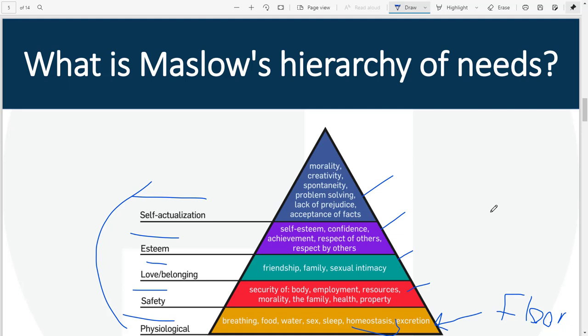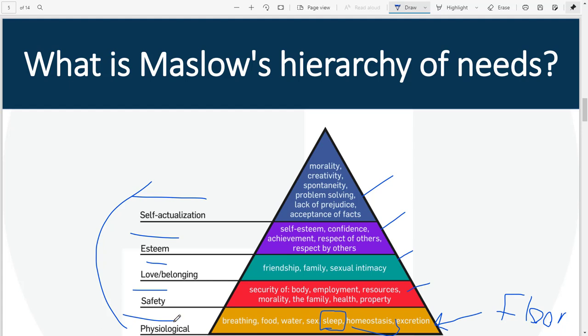Actually, we call it floor because we want to address them with something. So first floor is our main needs. This is what we need to still be alive. One of them is sleep. If we don't sleep, we're not going to be alive. We're gonna die.